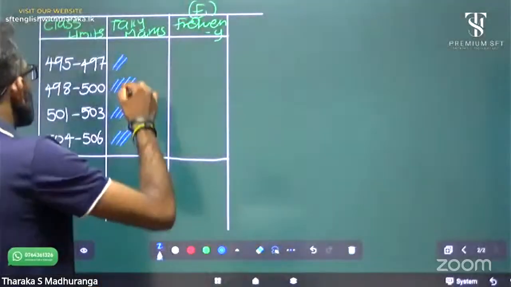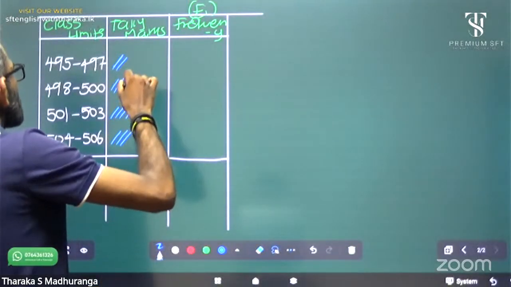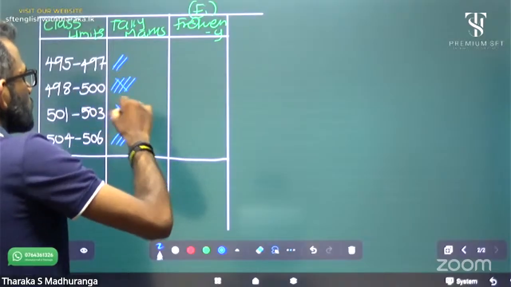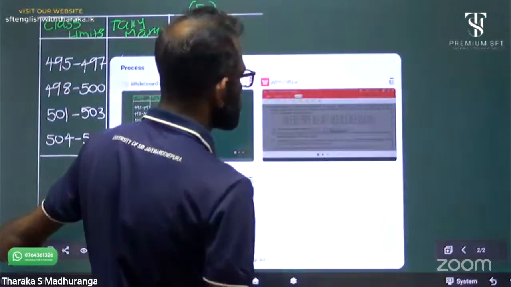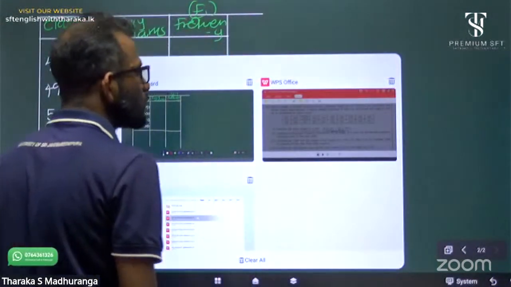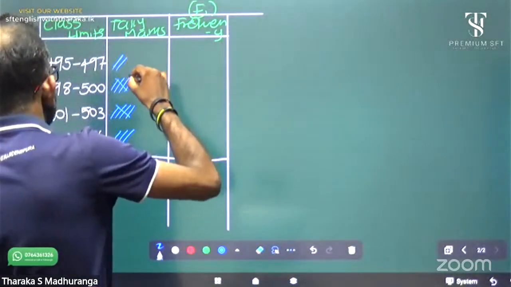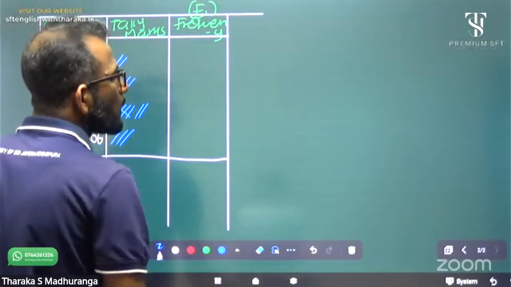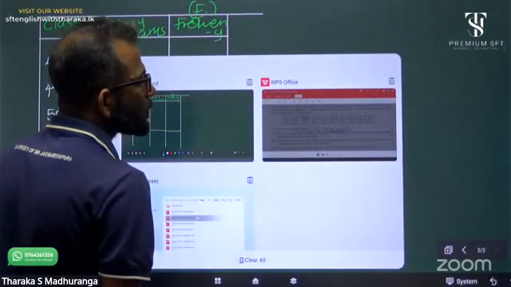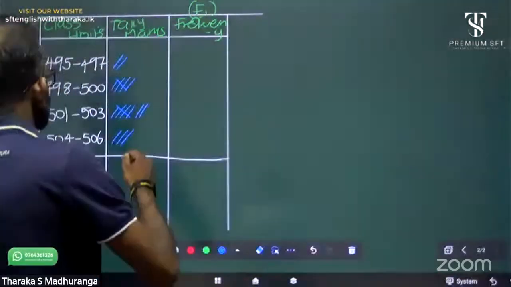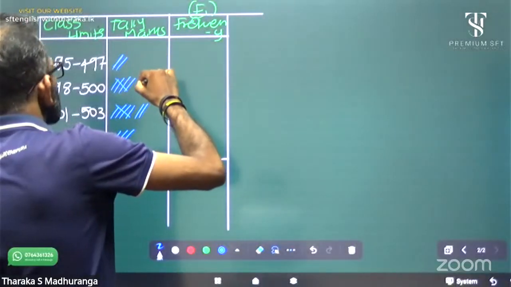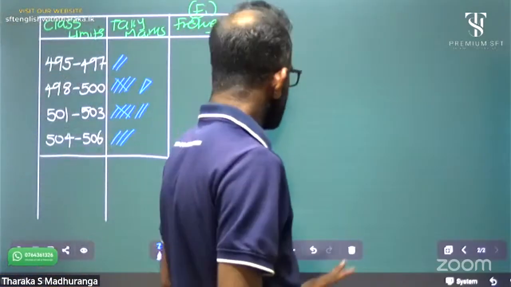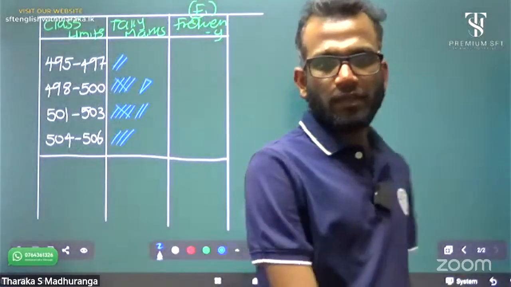Then 501, 502, 500 (zero means 500), 502, 501, 499, 499, 501. Okay, they are the tally marks.